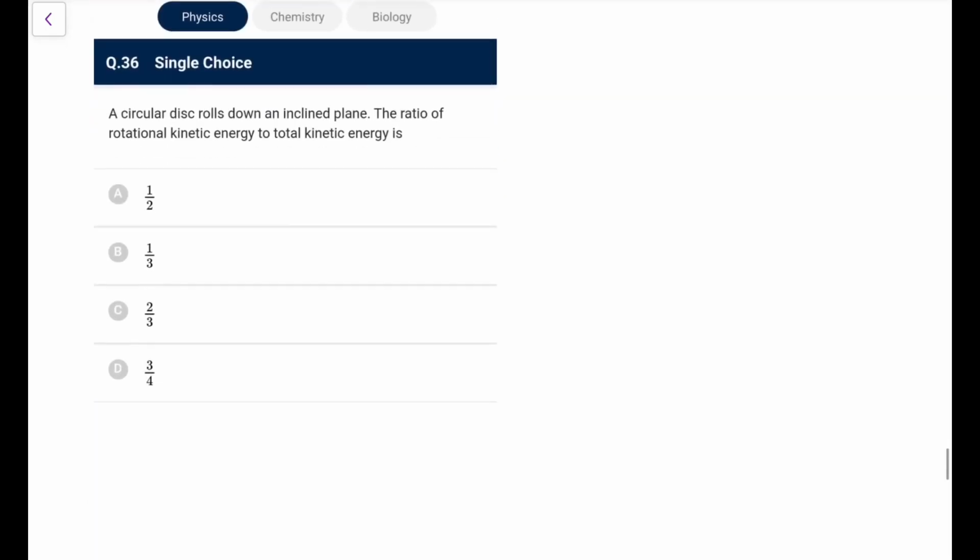Next, a circular disc rolls down an inclined plane, the ratio of rotational to the total kinetic energy. So what I can directly say, the disc rolls down an inclined plane. First of all, let's say K translational you write as half mv square, K rotational is half I omega square. Because it is a disc, I can write mr square by 2, omega would be v by r, pure rolling.